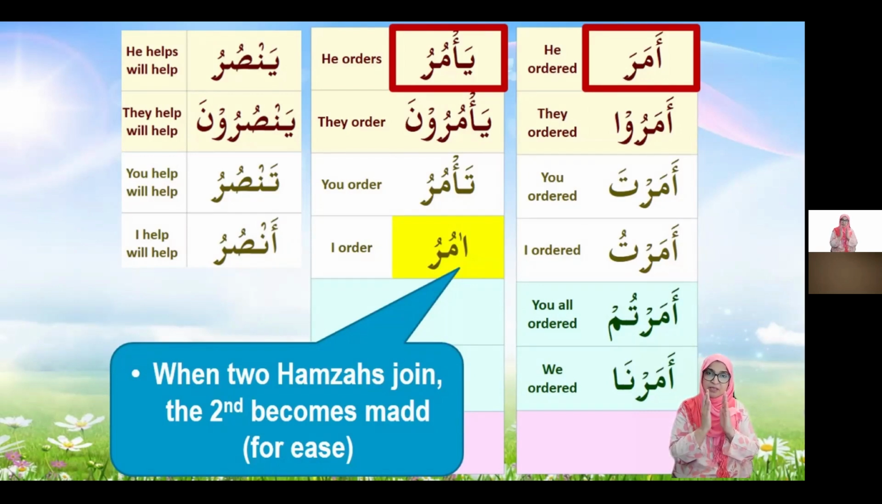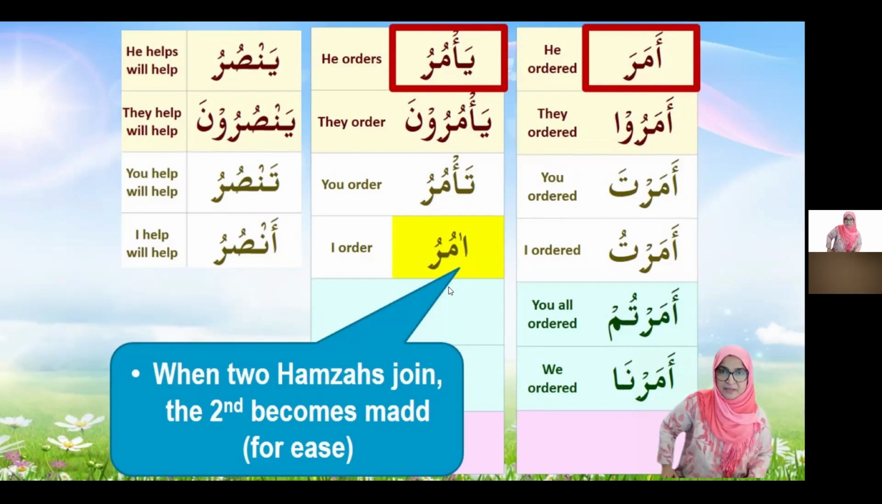A mad means the letter is there and then there is an alif, ya or waw after it, and that means you have to stretch two times. So here already there is a letter and mad is there, so it will stretch 2 times. So it will become amuru. This is amara, this is amuru. You have to stretch a little bit, twice. So this is the only difference.